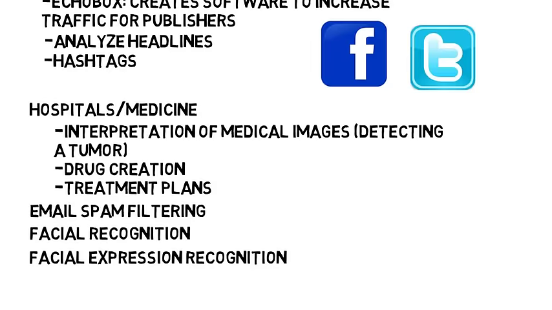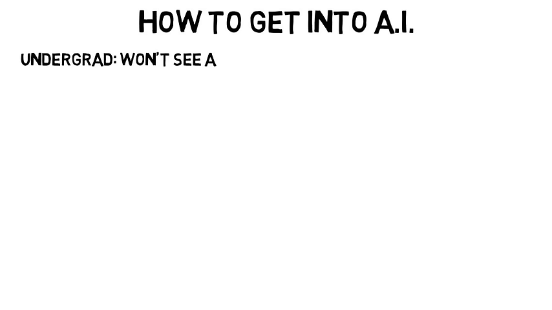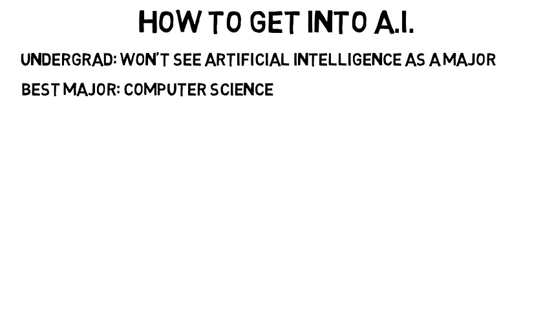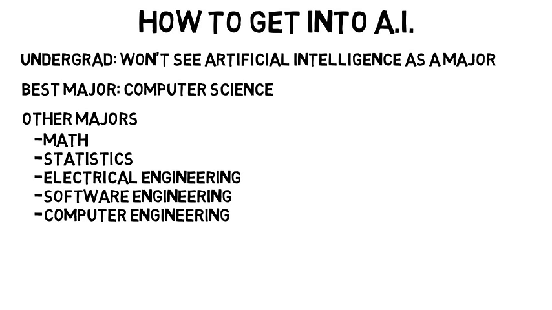Now, before I get into more specifics, let's go over how to get into this sector of artificial intelligence and how you should tailor your education. Now, in terms of undergrad, you won't really see artificial intelligence as a major. You don't start there. The best major to go into, just in general, is computer science. That is probably the best starting point, and I'll explain why soon. But remember, AI is a broad field. Other majors that are good to begin with as well would be math, statistics, electrical engineering, software engineering, or even computer engineering, which are in no particular order.